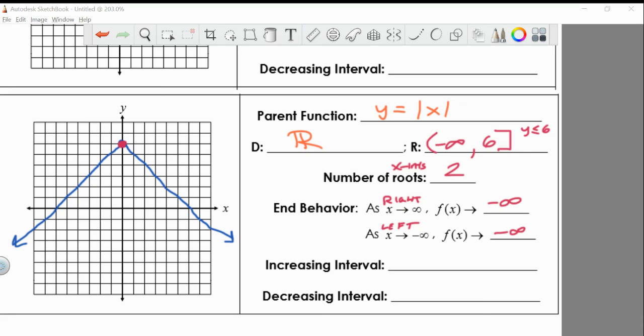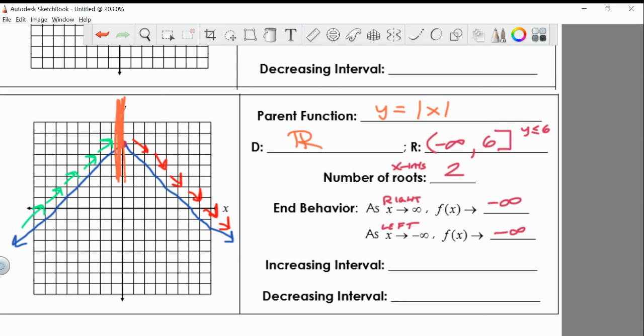Now my increasing, decreasing interval. Okay? I'm going to trace it left to right. I'm going up, up, up, up, up, stop going up. Then I'm going down, down, down, down, down, down. So the middle point is right here.